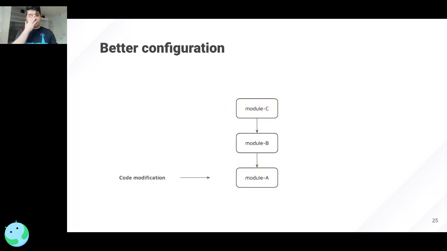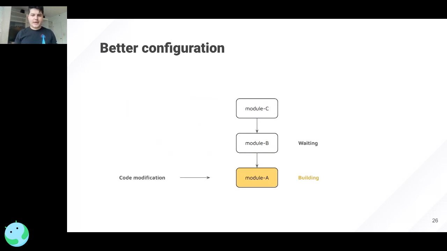All right, so let's take a look at an example of a better configuration. So let's imagine that module C is not depending on module A anymore, so it depends only on module B. So what happens now? Let's say we again change the public application binary interface in module A, and we are hitting the build button.